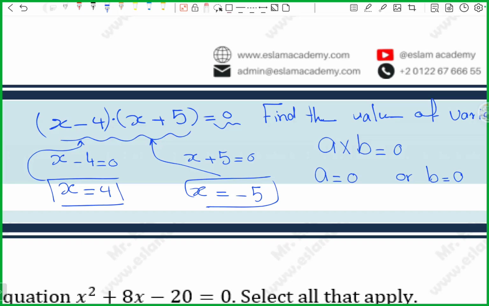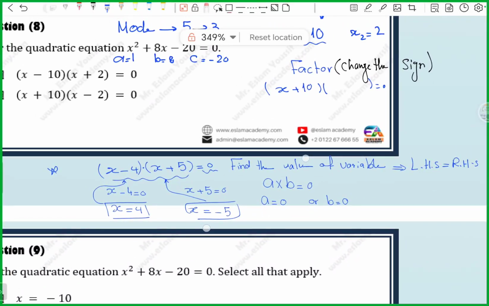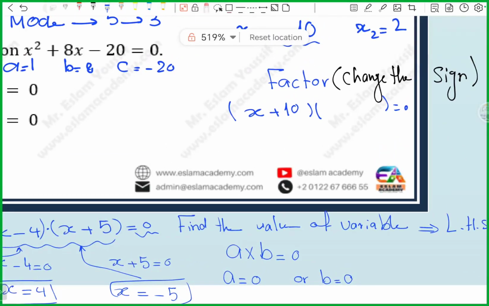If that's plus, we will use minus. If that's minus, we'll use plus. If that's times, we will write it as divide. If that's divide, we will write it as times. You understand it? Anything inside the bracket, write it with the opposite operation, not inverse sign, inverse operation, because we have divide and times.